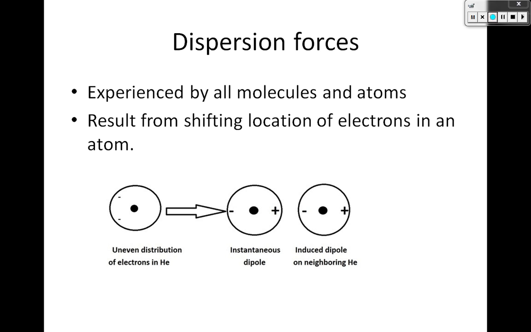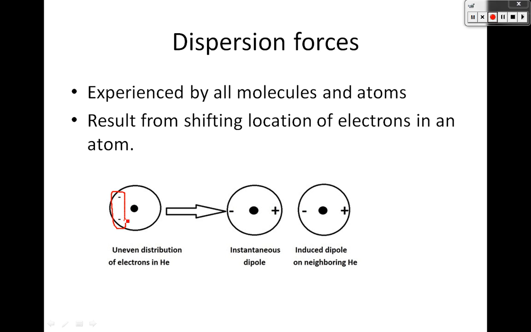Dispersion forces, first of all, are experienced by all molecules and atoms, and they result from the shifting location of electrons in an atom. So all molecules and atoms have electrons, and so all molecules and atoms experience dispersion forces. So here's an example that I can show you. This is the helium atom, and helium, as we know, has 2 electrons. Now, at any point in time, those 2 electrons can be evenly spaced, say on this side and this side, or here and here, but they could also be unevenly spaced, such as they are in this case.